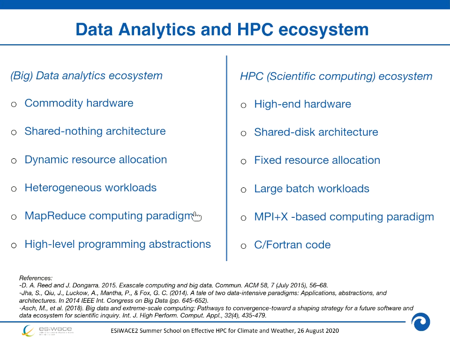Then there's also a big difference in terms of programming models and the languages used. In the case of high-performance computing, applications are typically implemented by exploiting MPI plus OpenMP for parallelization, whereas big data systems use different paradigms such as the MapReduce paradigm. And also in terms of programming language there's a big difference, because many applications in the field of high-performance computing are based on C and Fortran, whereas in the field of big data, higher-level languages such as Java and Python are more used. It's also important to note that the type of application run in each ecosystem is quite different.